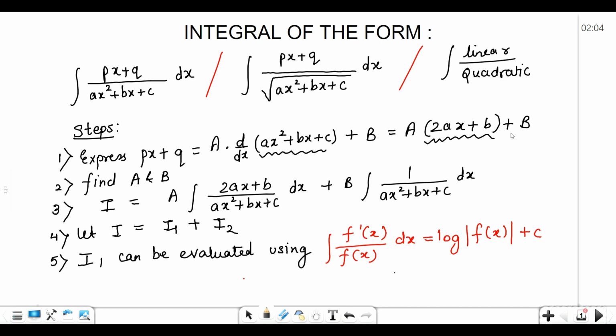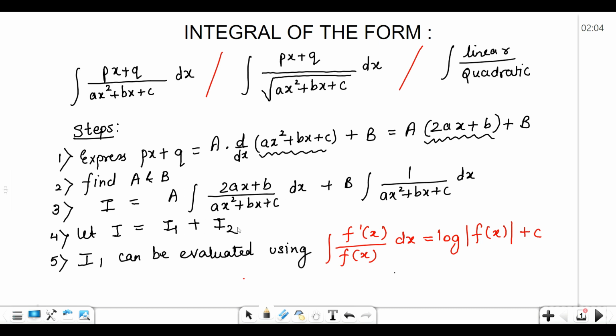These are the constants. After doing that, we can express I, whatever the question is, as equal to A times, since it is a constant we can take it outside, the integration of (2ax + b) upon the quadratic term, plus capital B times the integration of 1 upon (ax² + bx + c). Let's take the first integration as I1 and the second one as I2.